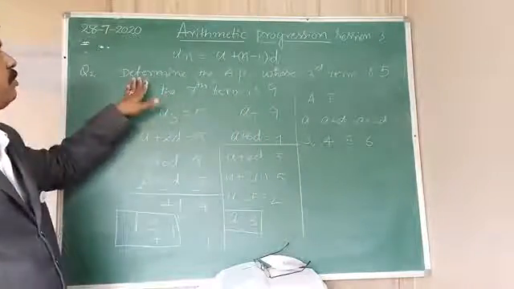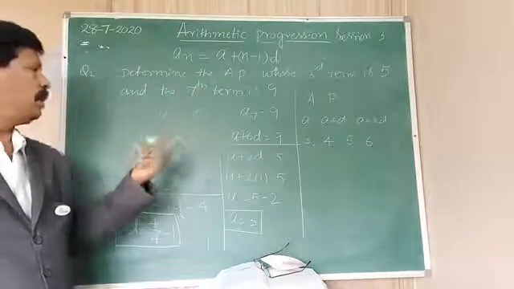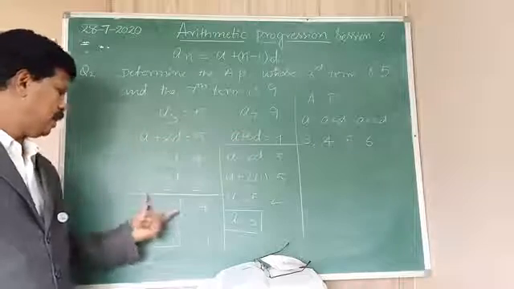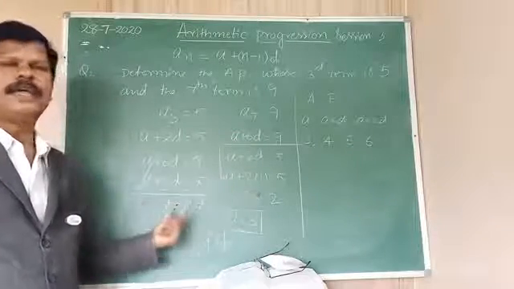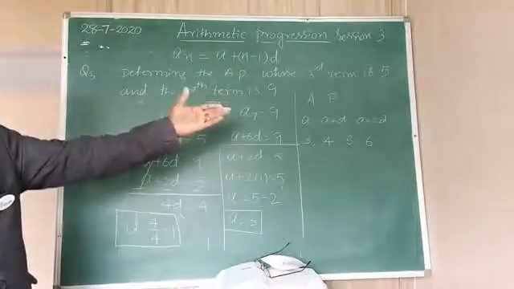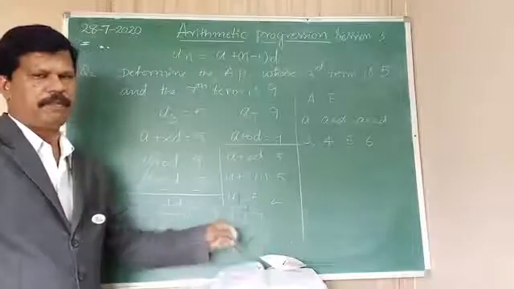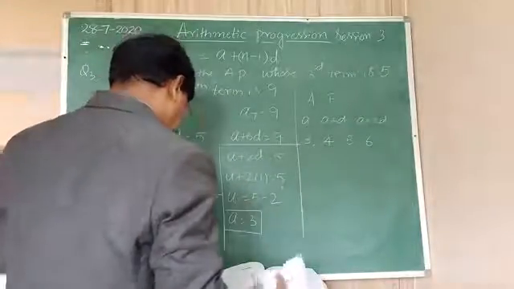They ask to determine the AP. They have given different terms. Then make use of the simultaneous equations. Solve the pair of linear equations, and then you will get the A value and D value. Just put that in the formula, that means the standard form of an AP. Clear? This is another type.